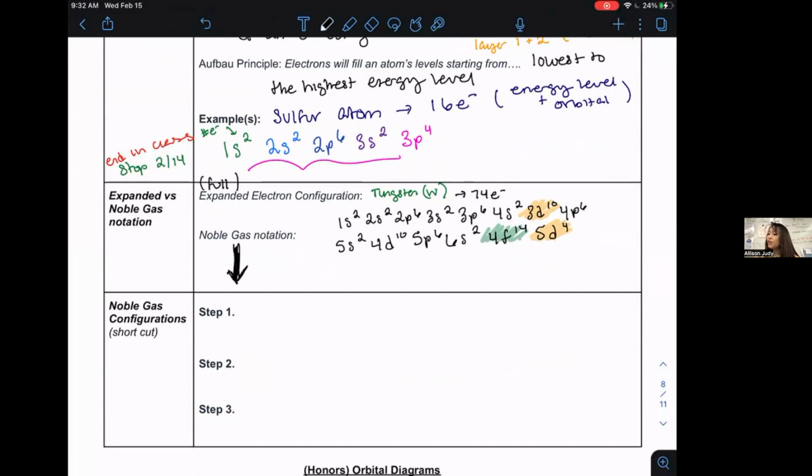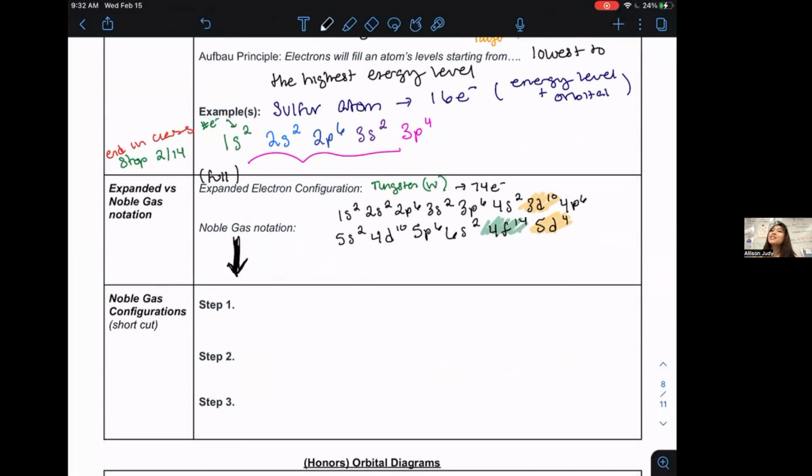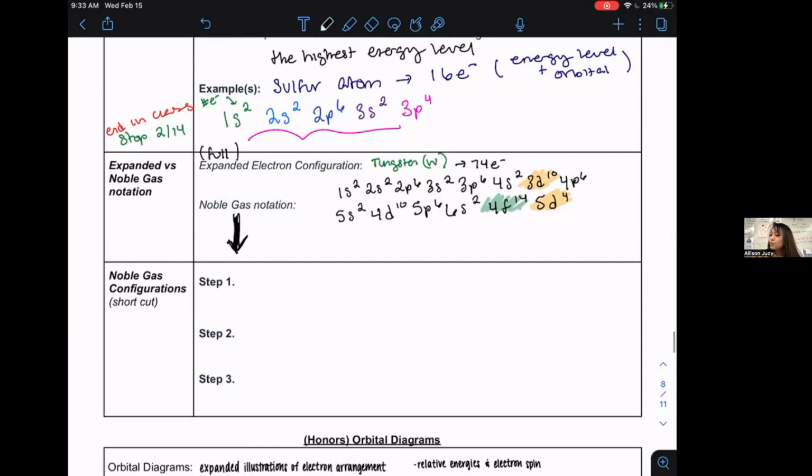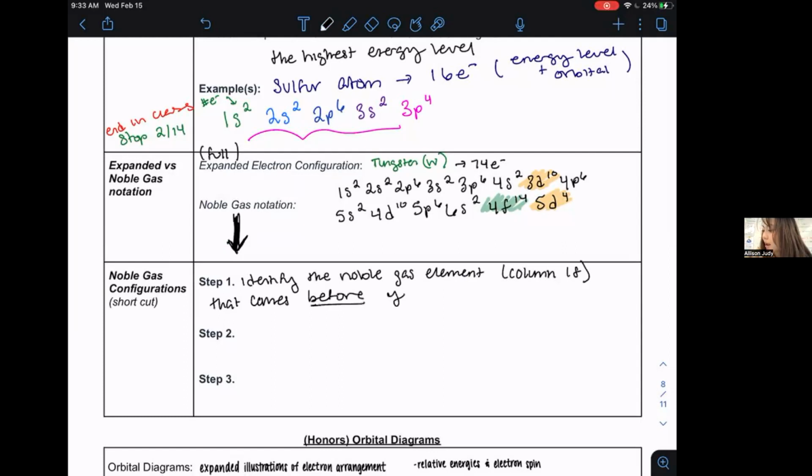So the noble gas configuration is your slang for the address. You know how instead of writing California, we write CA? Instead of writing Santa Barbara, we write SB. It's like your way of writing the address with slang. So step one is identify the noble gas element, column 18, that comes before your element.